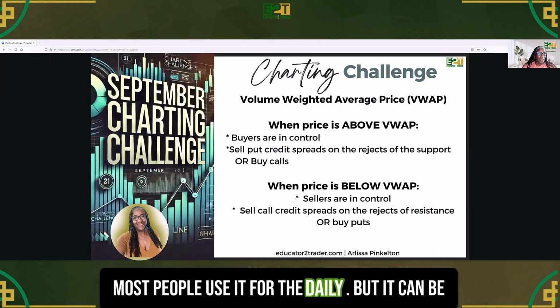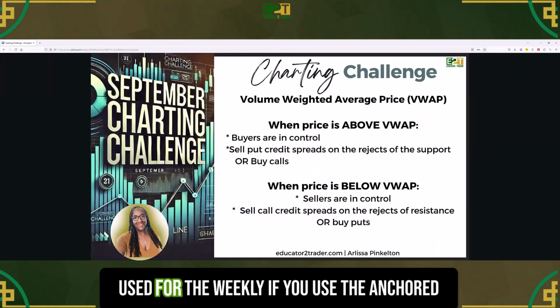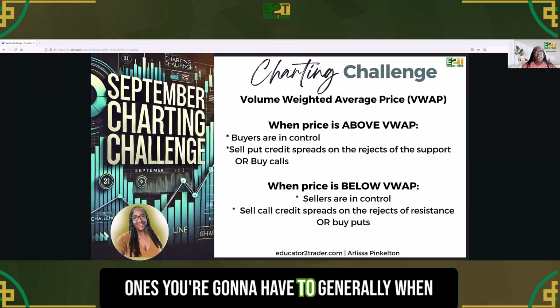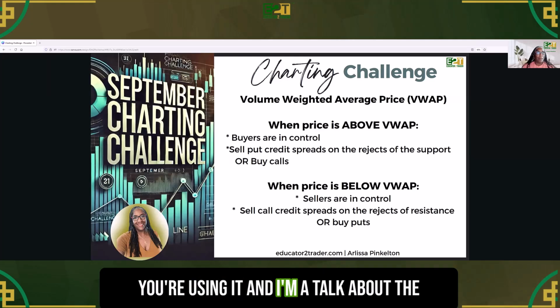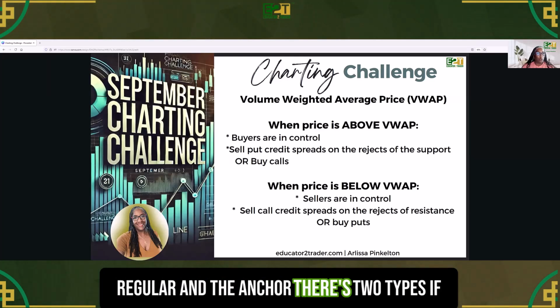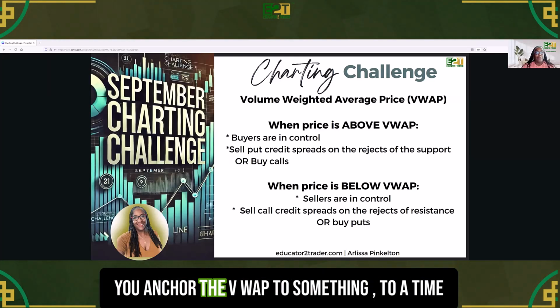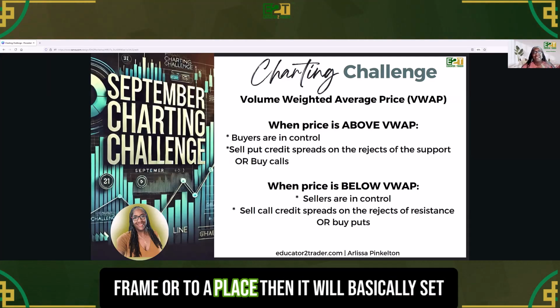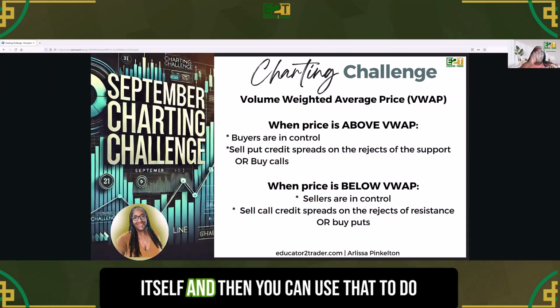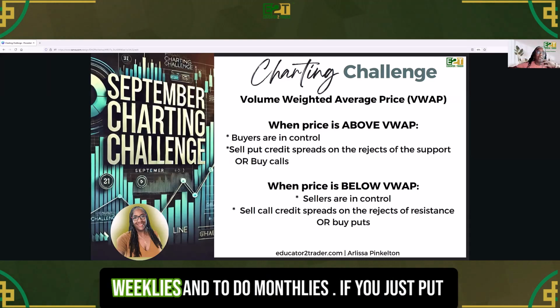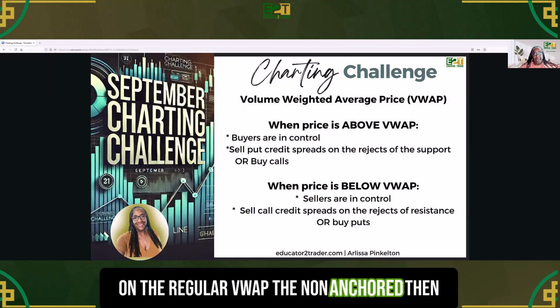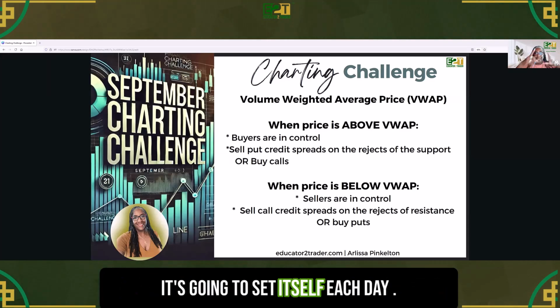Most people use it for the daily. It can be used for the weekly if you use the anchored one. Generally, when you're using it, and I'm going to talk about the regular and the anchored, there are 2 types. If you anchor the VWAP to something, to a time frame or to a place, then it will basically set itself, and then you can use that to do weeklies and to do monthlies. If you just put on the regular VWAP, the non-anchored, then it's going to set itself each day.